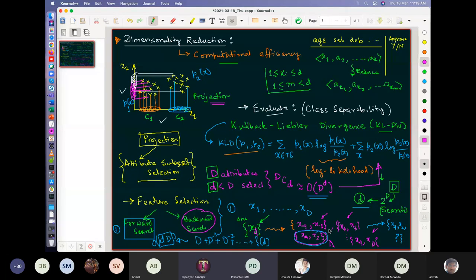At first we shall take all the attributes and then we shall use one by one. First, if I remove x1, what will be my KL divergence? I will compute. If I remove x2, keep x1 and only remove x2, what will be my KL divergence?